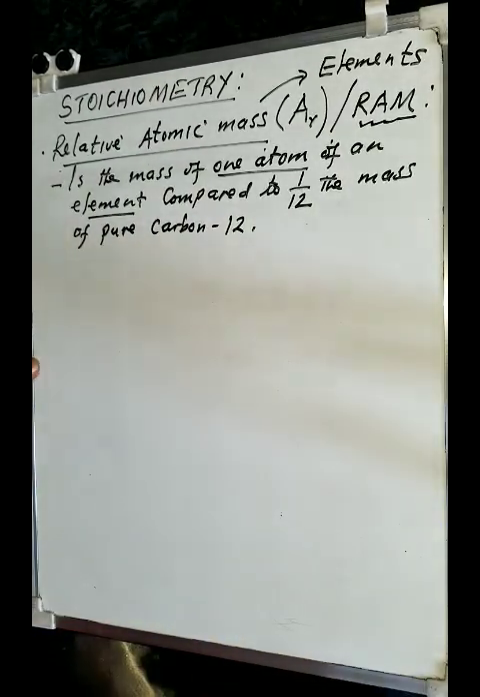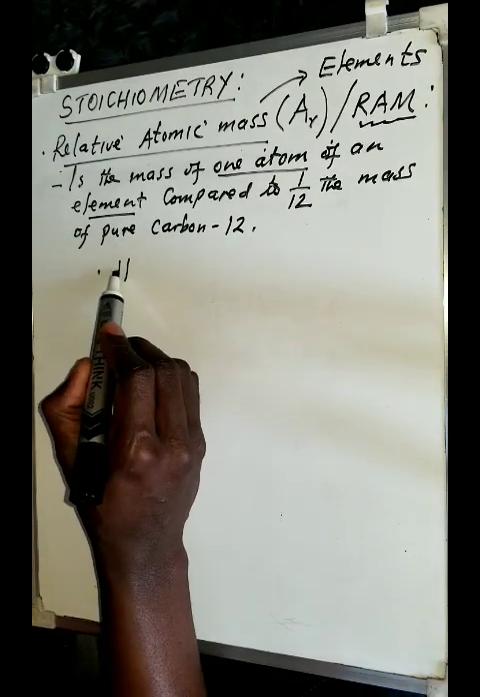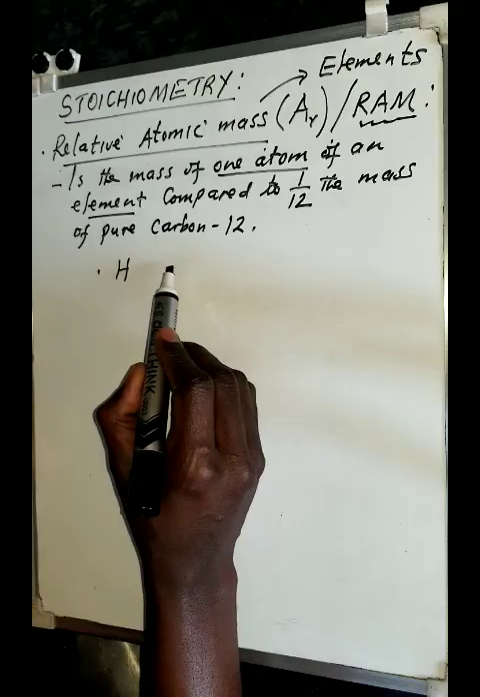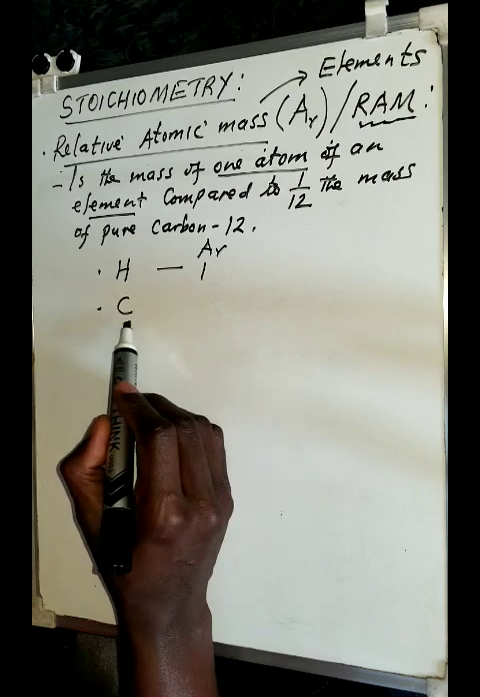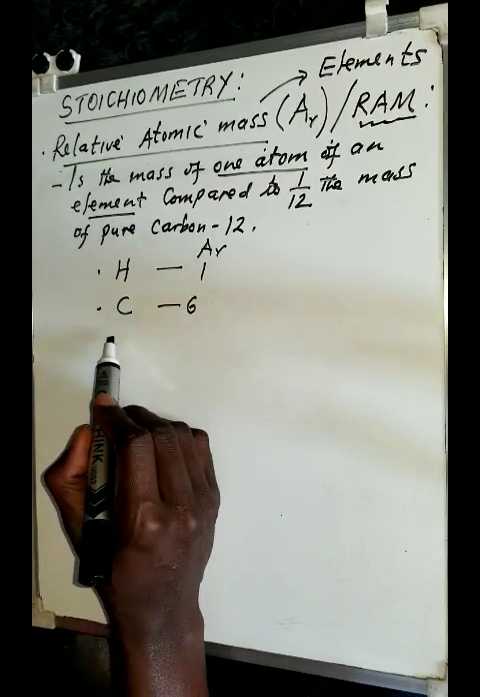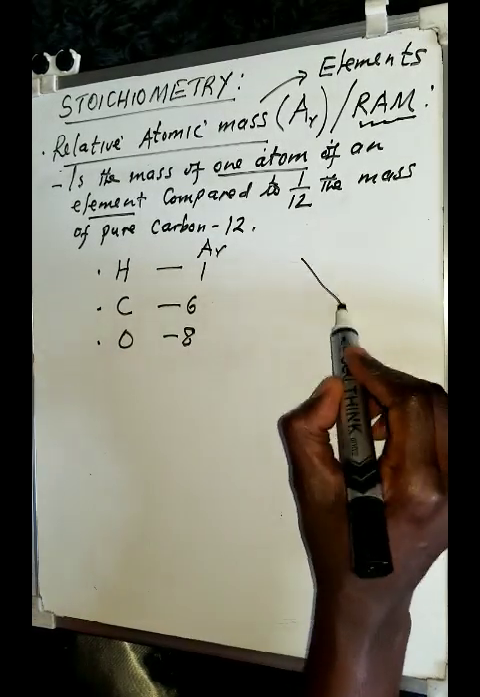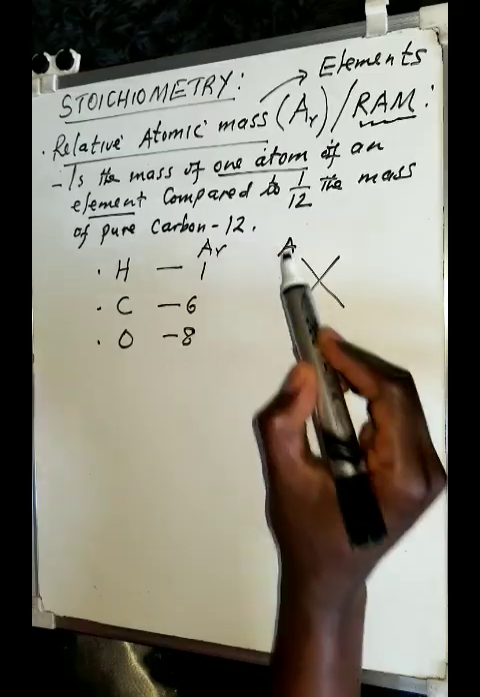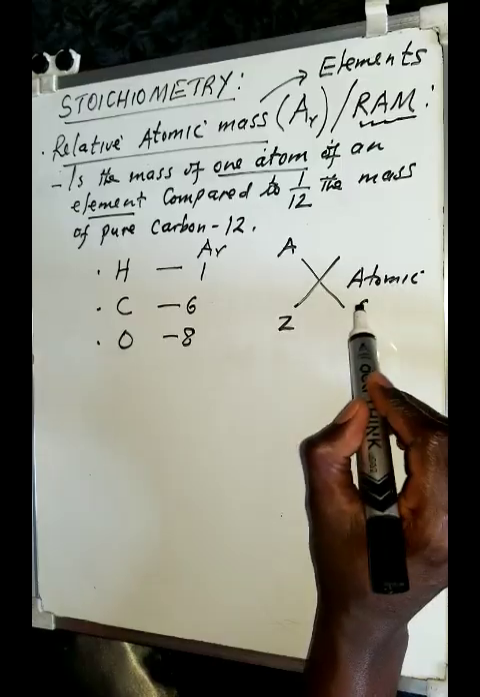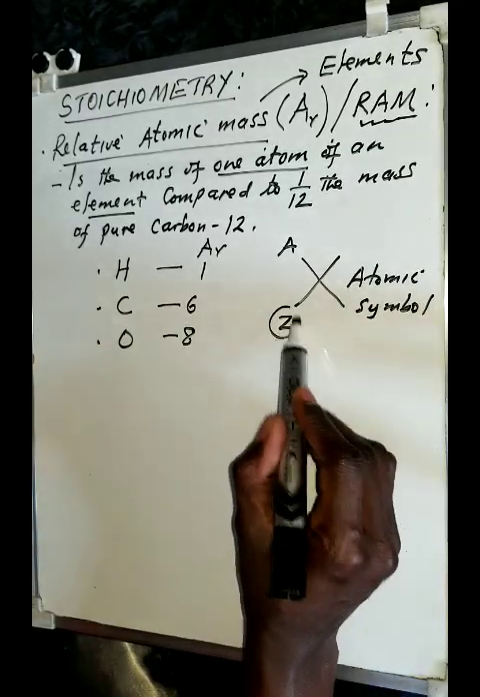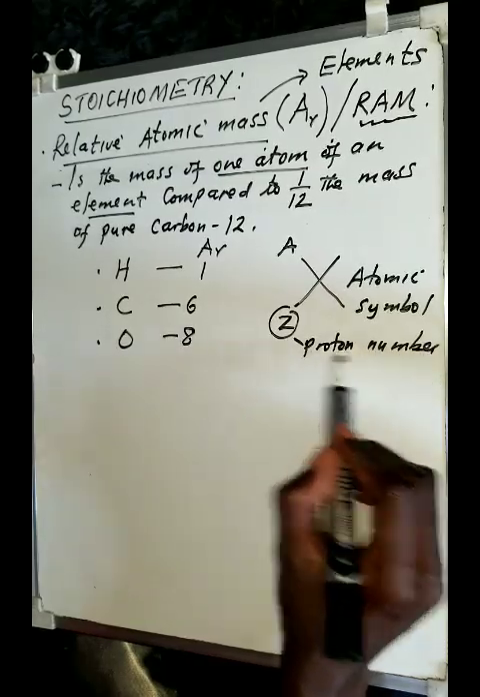And that is why, if we look at the relative atomic mass of some elements, for example, hydrogen, the relative atomic mass is simply 1. For carbon, the relative atomic mass is 12. For oxygen, the relative atomic mass is 16. So that is what we mean. So when you go on the periodic table, if you look at the nuclide notation, you are going to find that this is the atomic symbol.